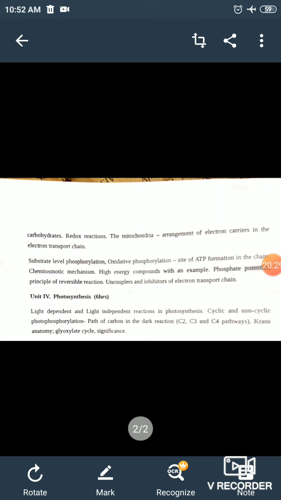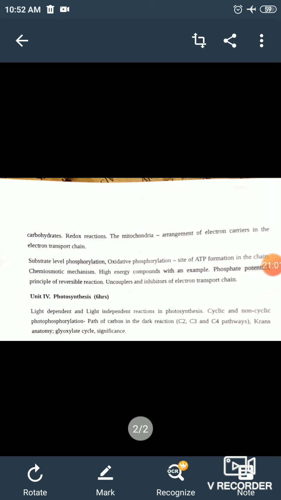We call it the energy currency of the cell. So like ATP, there are some other high energy molecules like creatine phosphate and some other molecules like that. These are the high energy compounds. So we have to study what the different types of high energy compounds are and how you can call a molecule a high energy compound.